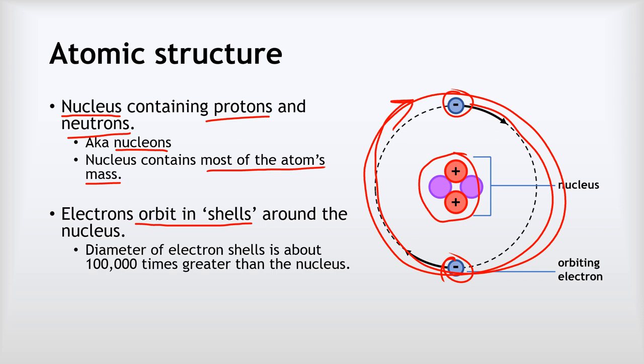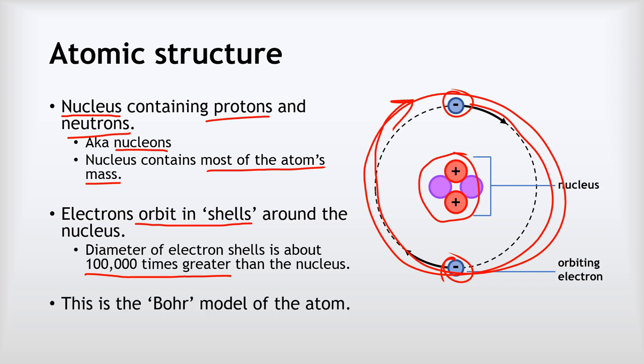Okay. Now, it's important to note that this diagram is not to scale. In reality, the diameter of the electron shells is about 100,000 times greater than the diameter of the nucleus. So if we made a scale model using a football as our nucleus, the electrons would be orbiting something like 11 kilometers away. Now, the final thing to say is that this model of the atom is known as the Bohr model of atoms, after Niels Bohr, who was the scientist who developed it in the early 20th century.